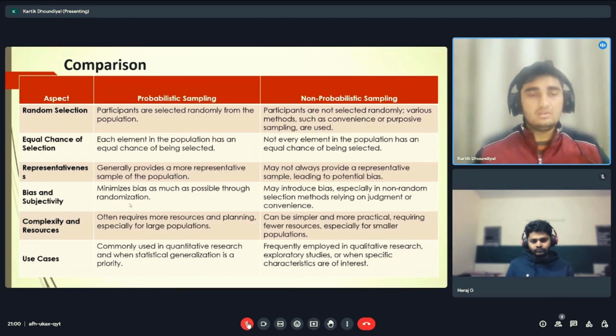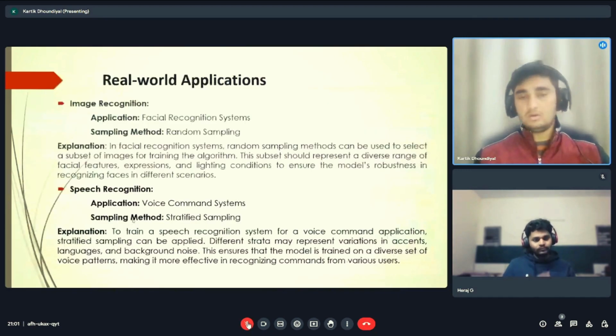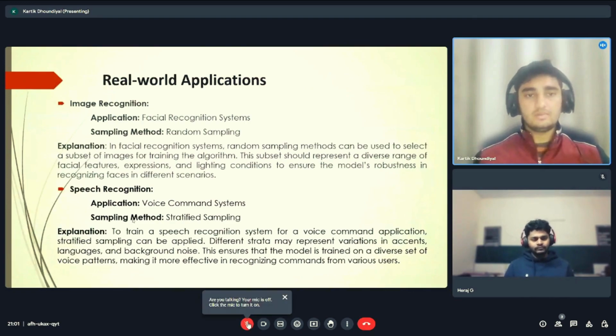Now, complexity and resources is another criterion, in which probabilistic sampling often requires more resources and planning, especially for a large population. While non-probabilistic sampling can be simpler and more practical, and it requires much fewer resources than probabilistic sampling. Some of the use cases for probabilistic sampling are quantitative research and statistical generalization. While non-probabilistic sampling is often used when there is a need for qualitative research, exploratory studies, and specific characteristics that are of interest. Now, Hiraj, if you could please explain real world applications.